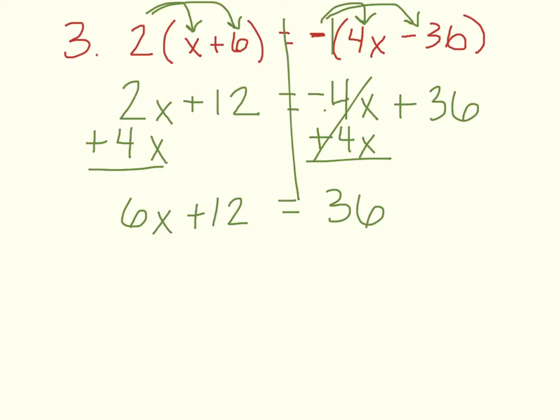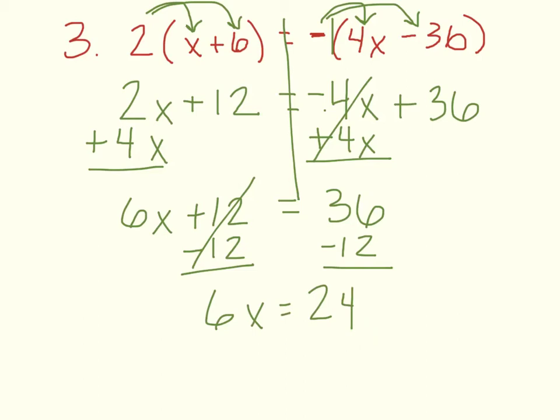Okay, now it's just like a normal two-step equation. I want to get my x by itself, so I have +12, so I need to subtract that from both sides. So the 12's go away, and you have 6x equals 24.